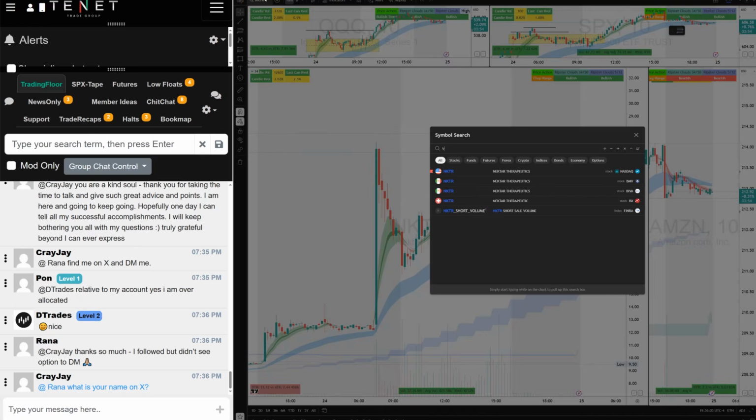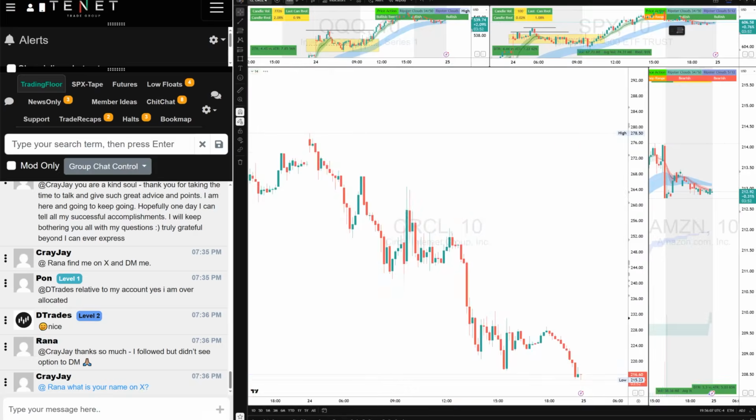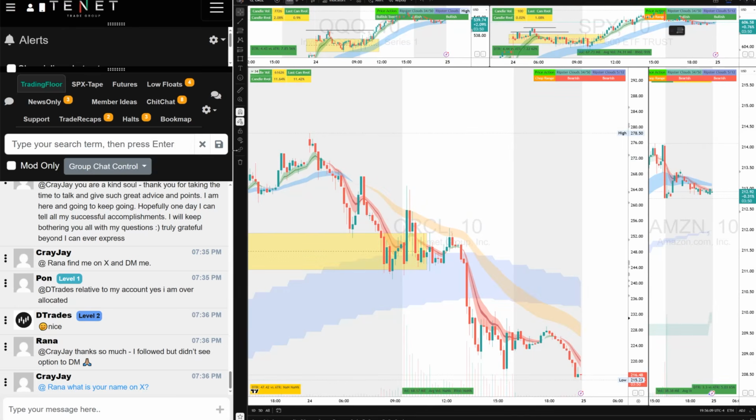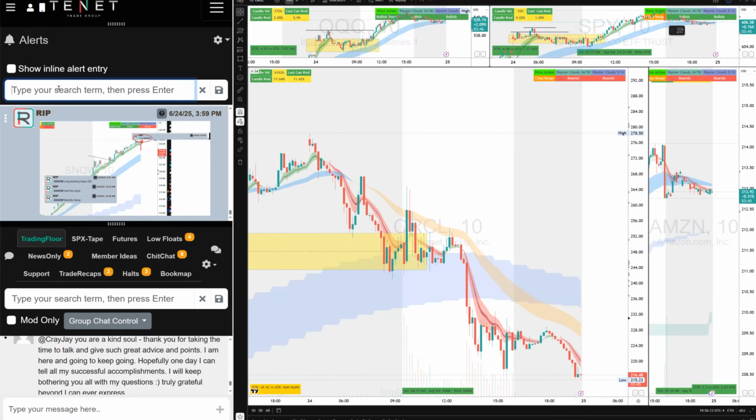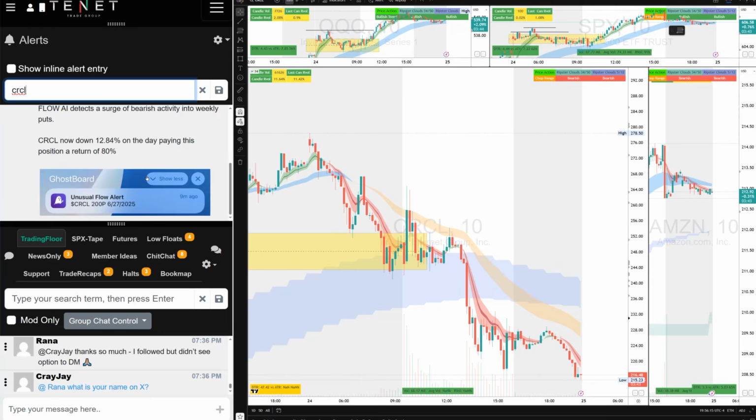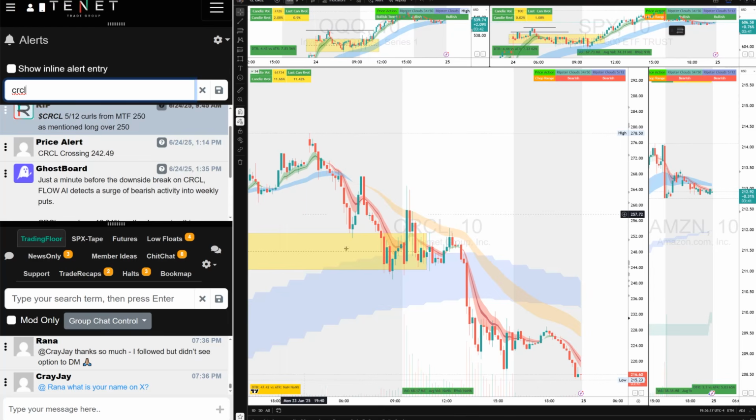All right, so let's look at Circle. What was Circle doing here? Circle today was nothing special because it was very choppy. It did give a little curl here, from 250s to 260s. But once it broke down, I told my traders, leave it alone. No trend. Neither bullish nor bearish.